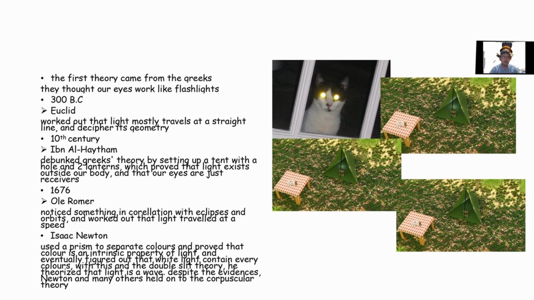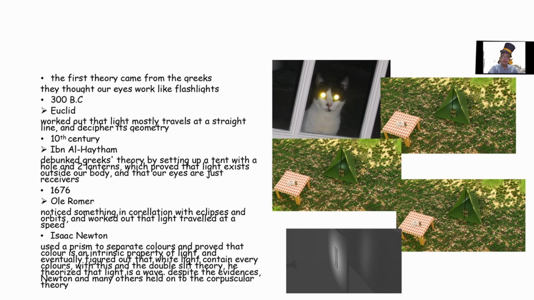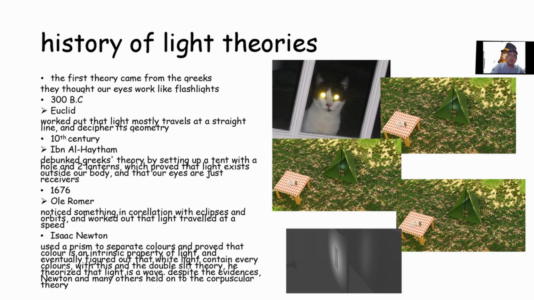But despite the evidence though, Newton and many others held on to the corpuscular theory, which theorized that light is particles. That makes the part 1 of the history of light theories.